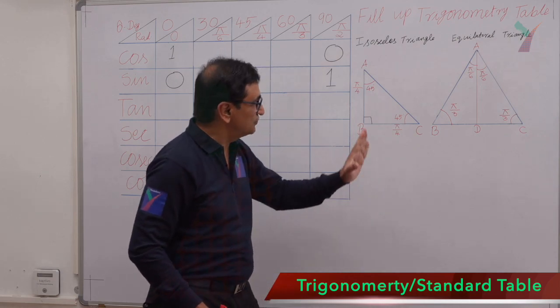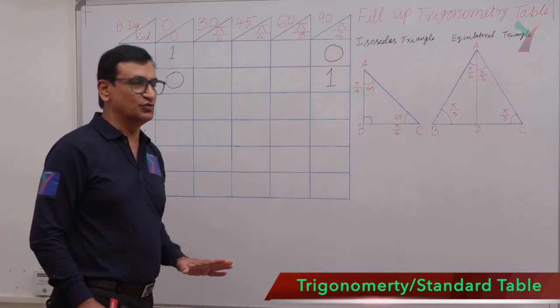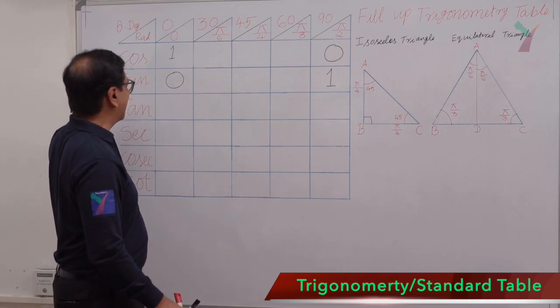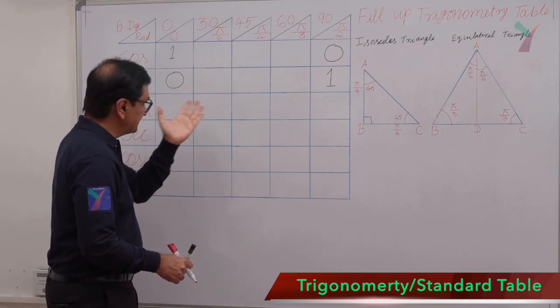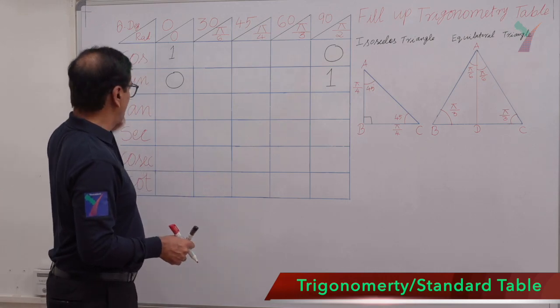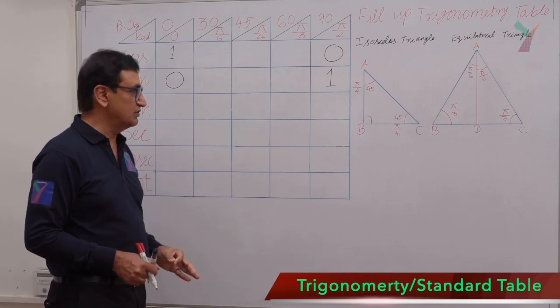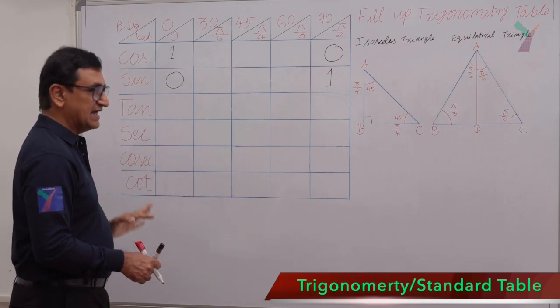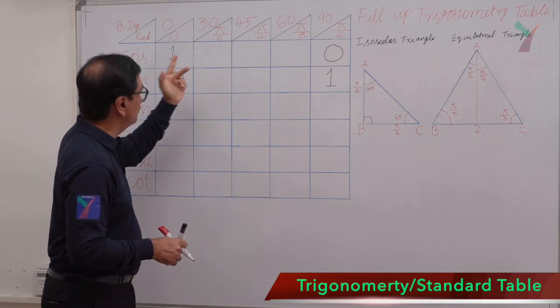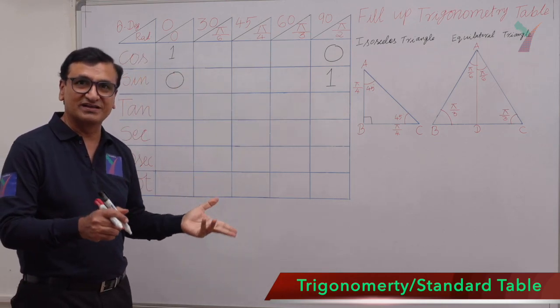So I'm going to use these two triangles to fill this up. But I'm only going to fill up the sine and cos. The rest, tan, is nothing but the ratio of sine to cos, and secant, cosecant, cot are the reciprocals of cos, sine and tan respectively. So I'm just going to fill up the first two rows. The rest will follow automatically.